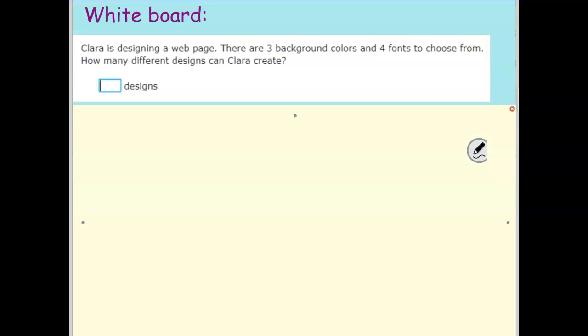All right, so grab your whiteboard or your scratch paper and I want you to give it a try. Claire is designing a web page. There's 3 background colors and 4 fonts to choose from. How many different designs can she create? Hit pause, try it out. It's easier than you think. Hopefully you got that and saw that 3 backgrounds times 4 fonts gives us 12 possibilities.